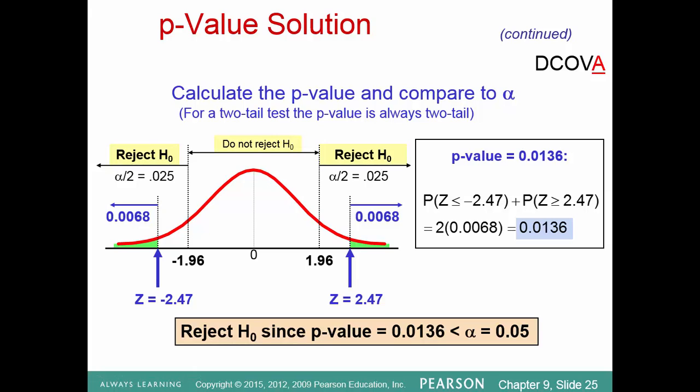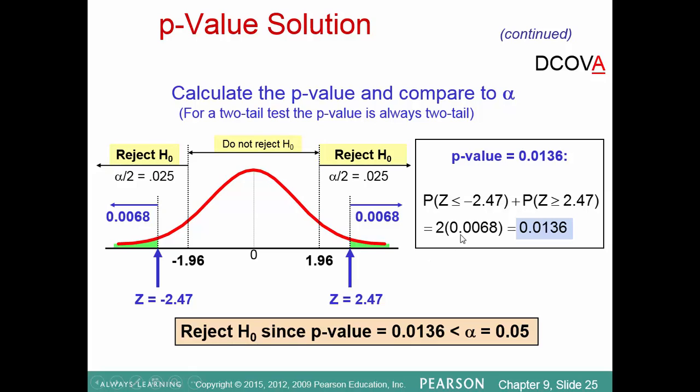If we were using a p-value approach, we'd take that z-statistic of negative 2.47 and calculate what's the probability of being that far or farther from the mean of the sampling distribution of the test statistic. So in other words, what's the probability of being less than negative 2.47 and more than 2.47? And we get 0.0136. 0.0136 is less than our chosen significance level of 0.05, so we reject the null hypothesis.